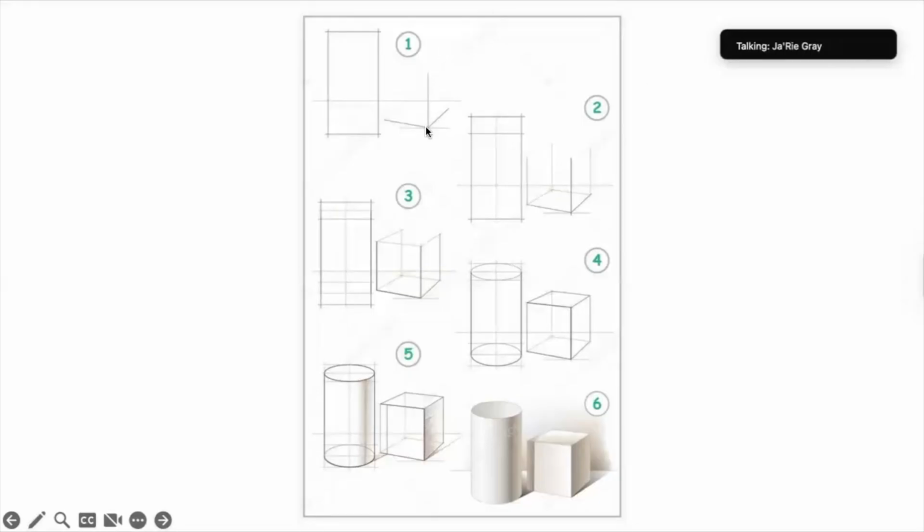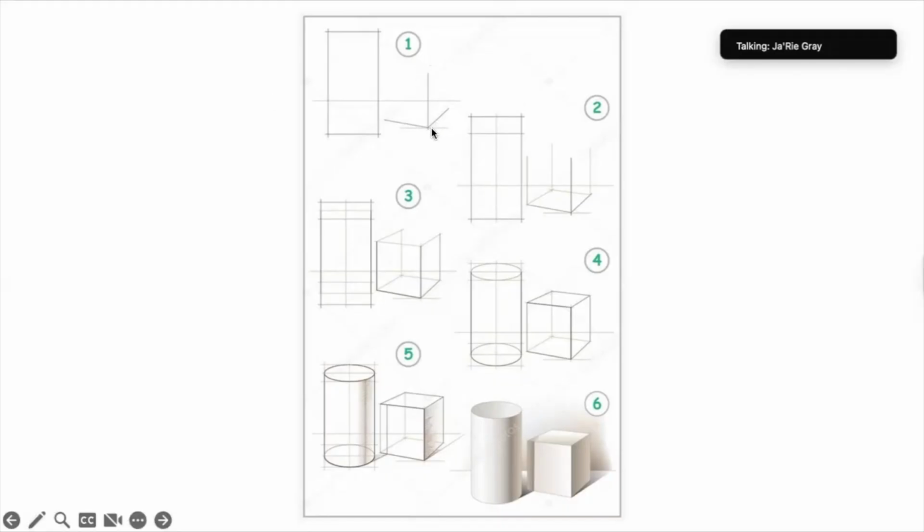Another thing you want to make sure of once you see that corner, you have to ask yourself, okay, what are the angles that I'm seeing? You can use a pencil to line up the angle to your photo, or you can use a skewer to line up the angle to your photo. That angle you have to translate onto your paper.